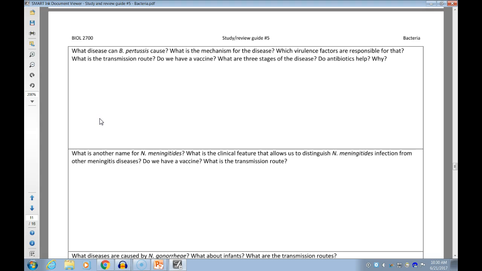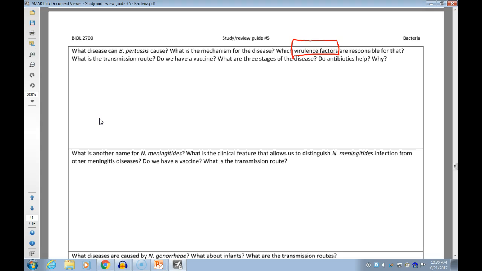Bordetella pertussis. Mechanism. When I say mechanism, cilia are destroyed. Mucus is not expelled. It causes that whooping cough. Okay. Virulence factors, toxins. Pertussis toxin, for instance. I don't ask you to remember all of them. Transmission route respiratory. We do have a vaccine.